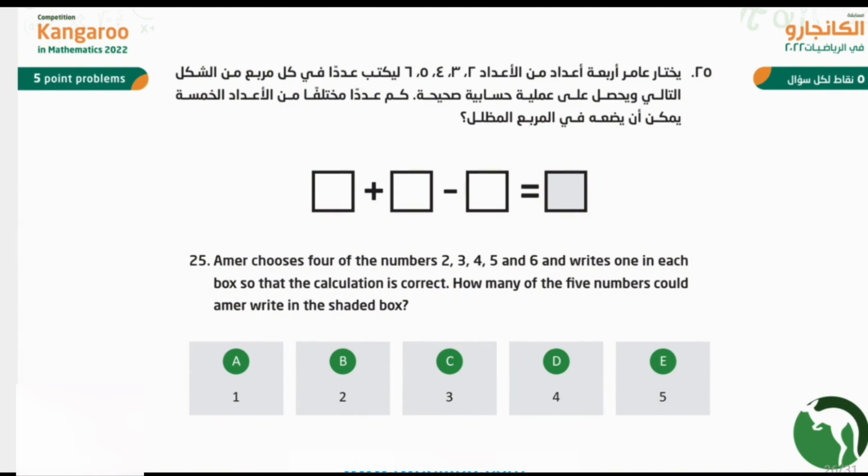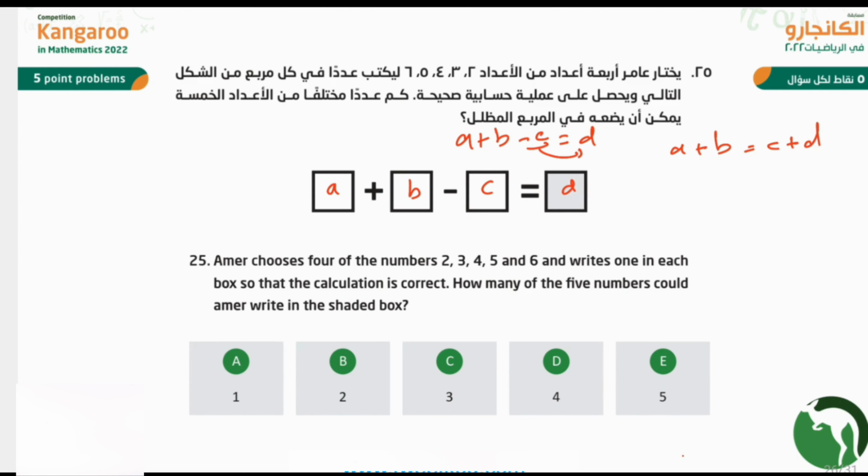In question number 25, Amir chooses four of the numbers 2, 3, 4, 5, and 6 and writes one in each box so that the calculation is correct. How many of the five numbers could Amir write in the shaded box? Let's call each one of them with a letter A, B, C, and D. Now we have A plus B minus C is equal to D. If we move this one to this side, we will have A plus B equal to C plus D.